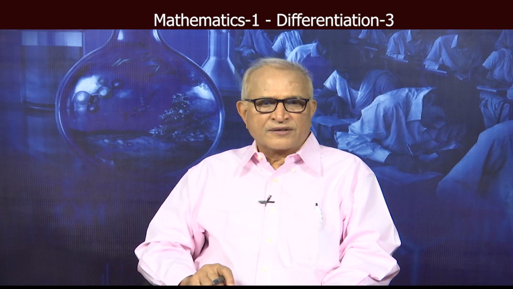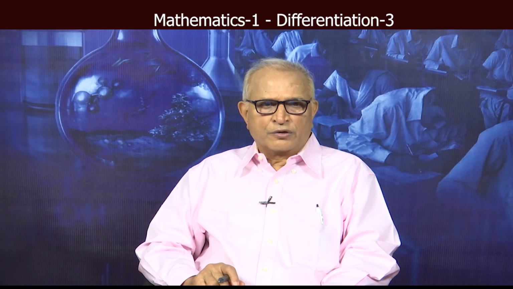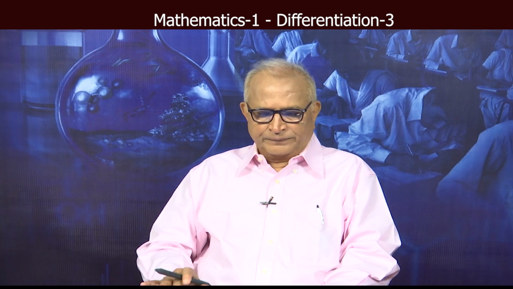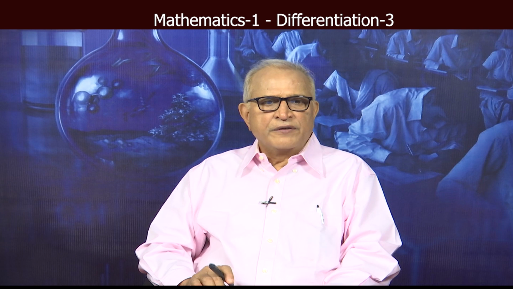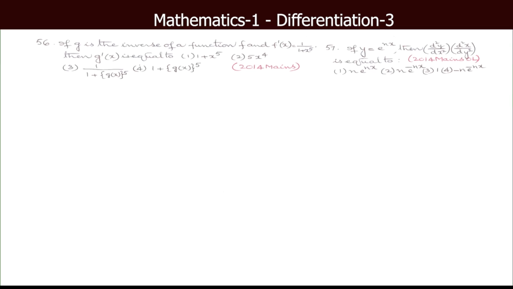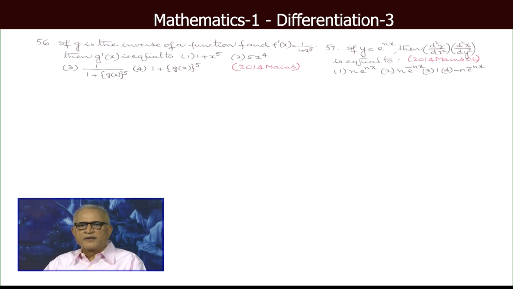So, to ensure that f dash 4 equal to 0, I think you have to observe that f is a constant in the interval (2, 5). As such, its derivative is 0 everywhere in the open interval (2, 5). Okay? Then 56. If g is the inverse of a function f, and f dash x equal to 1 by 1 plus x power 5, then what is g dash x?